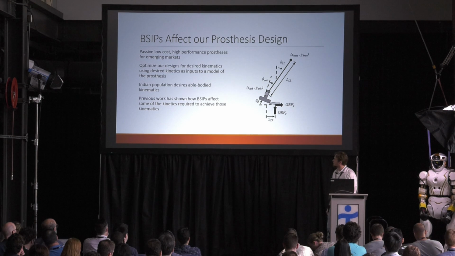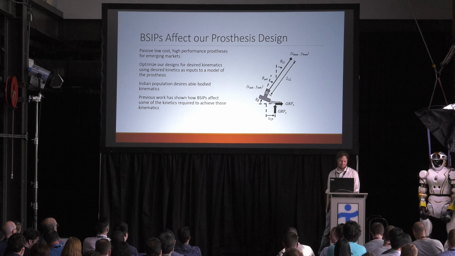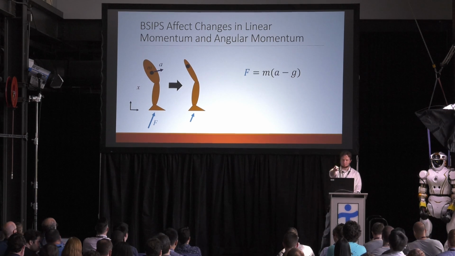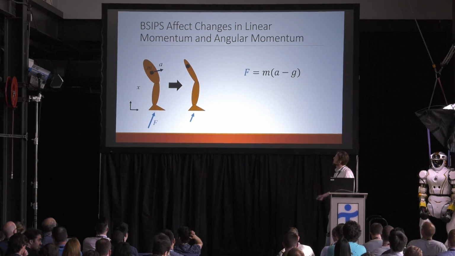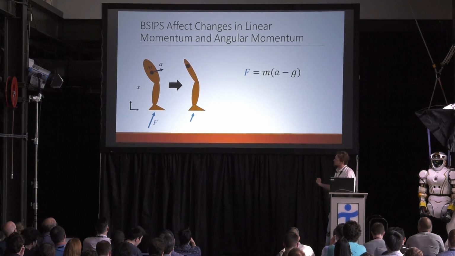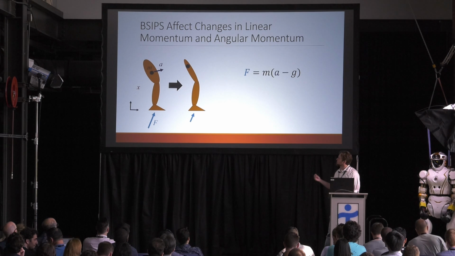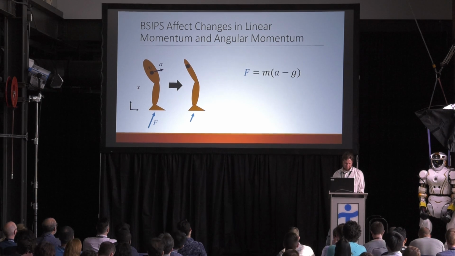Previous work that we've done has shown that BSIPs affect the kinetic profile that would be required to create those target kinematics. In that previous work, grad students at Gear Lab, including Murthy, who's out in the crowd now, demonstrated that when you change a BSIP, such as making the mass of the thigh smaller, you reduce the ground reaction force acting on the body by reducing the change in linear momentum. So you need to account for that change in the ground reaction force in order to calculate the proper joint torques to guide your prosthetic foot design.